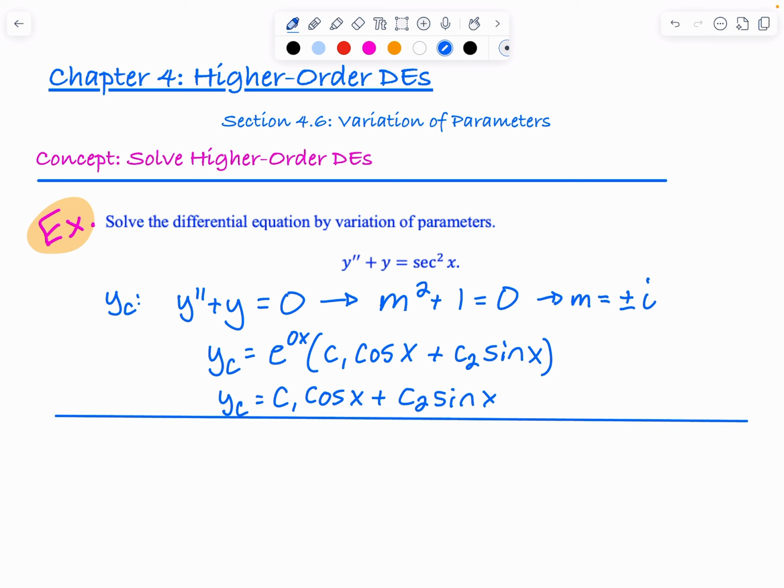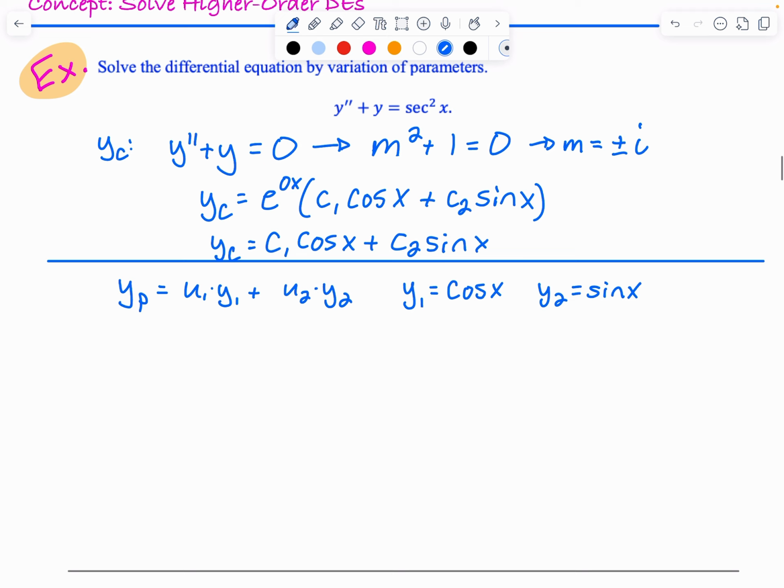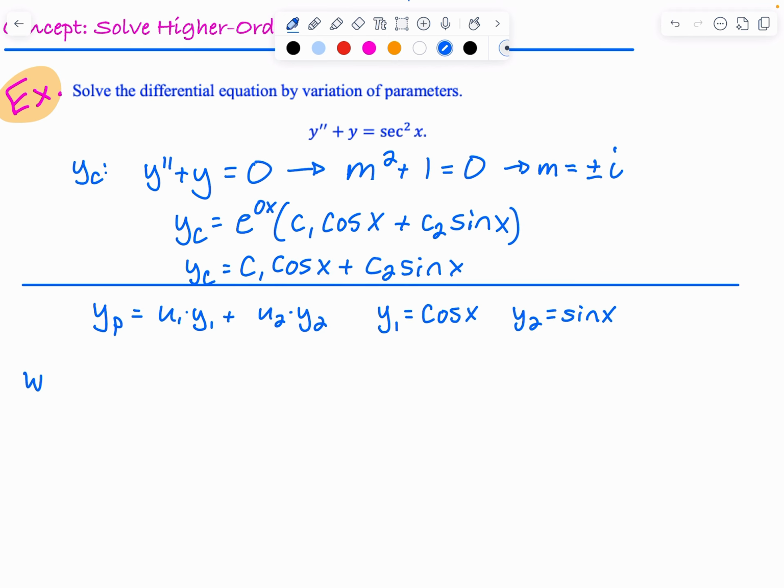And then for variation of parameters, remember, we're going to assume now that our y sub p will be u1 times y1 plus u2 times y2. That's what we're assuming. y sub 1 is going to be our cosine x. y sub 2 is our sine x. All right, so we'll set up our Wronskians and solve. So my first Wronskian of y1, y2, is going to be y1 is cosine, and then I take my derivative going down. The second one is sine, and then the derivative is cosine.